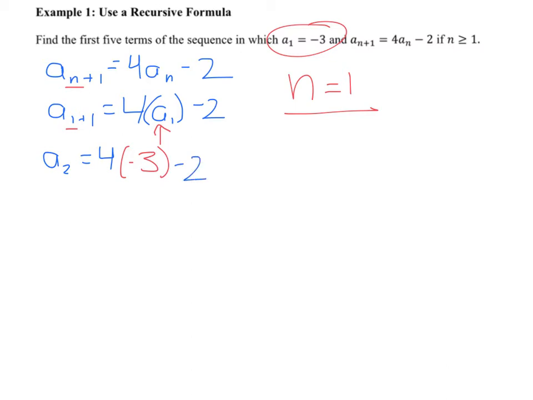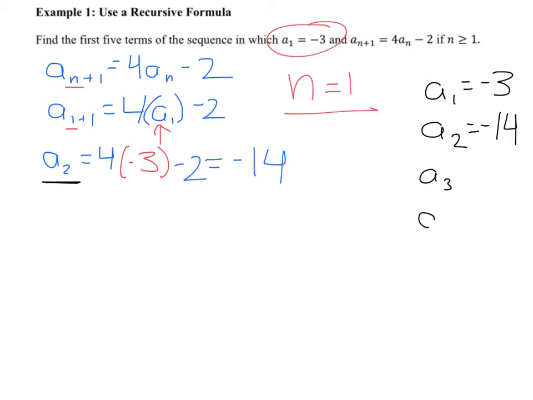So now all we're going to do is evaluate this. And I'm going to write our answers over to the side. They want the first 5 terms. They gave us the first term. A sub 1 is negative 3. So a sub 2, which we're solving for right here, we have 4 times negative 3, which is negative 12, minus 2. That's going to give us negative 14 for a sub 2. So now I have to find the third term, the fourth term, and the fifth term because they want all of those. So now I'm going to go ahead and use the information that I have to find my next value.